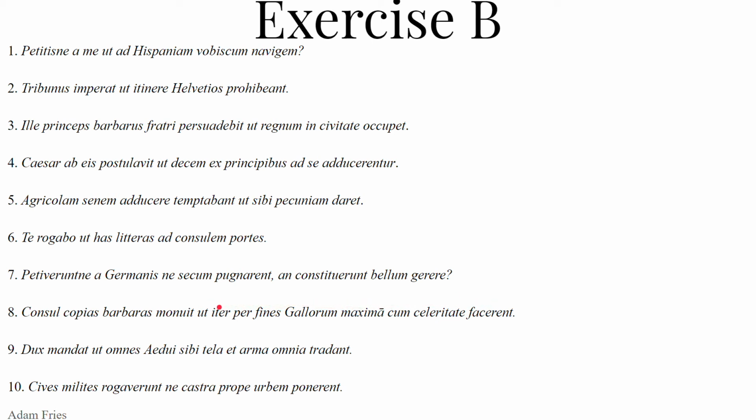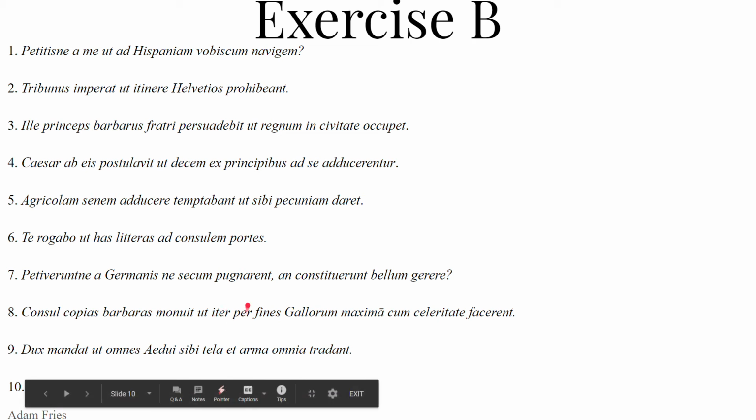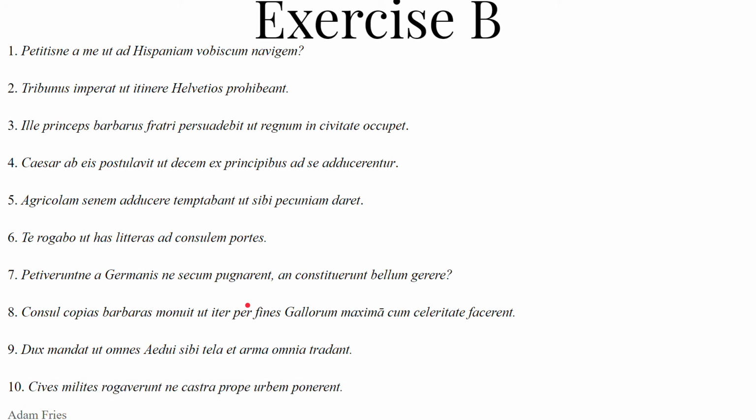So that iter, the route, either going to be nominative or accusative because it's neuter, can't tell which. I looked ahead, it's the accusative because of the verb facerent. So we'll just wait till we get to the verb at the end to figure out which one it is. Per is the preposition taking the accusative. Per fines, the accusative of finis, masculine. And the plural fines can mean territory, because finis means boundary, end, finish. Here it means through the territory. Gallorum, of the Gauls, genitive plural of Gallus, of the Gauls.